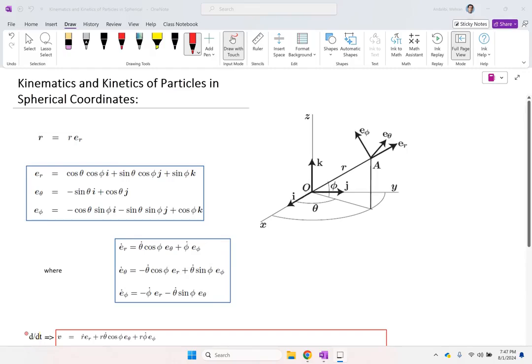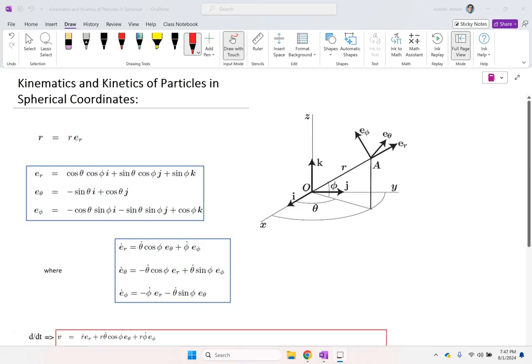Hello everyone. In this video I'm going to talk about kinematics and kinetics of particles in spherical coordinates. If you watched my playlist on dynamics, you have seen that I have taught the kinematics and kinetics of particles in Cartesian, in cylindrical, and also in what we call path or tangential-normal-binormal coordinates. The only coordinates I have not covered so far is spherical, so in this video I'm trying to do that.